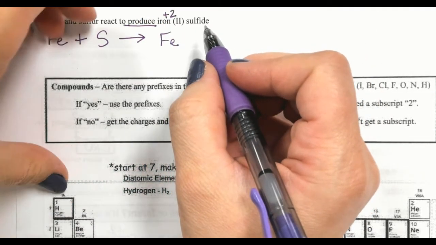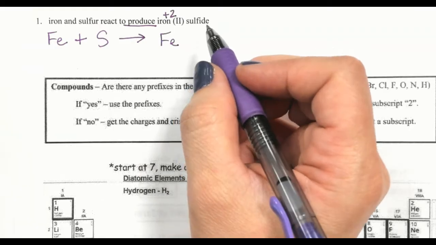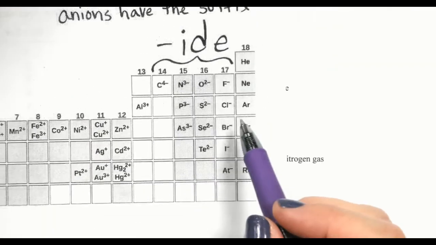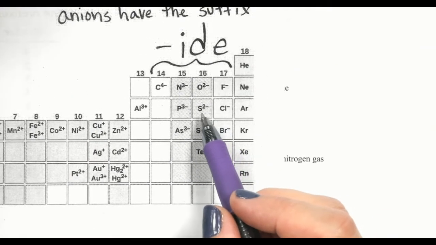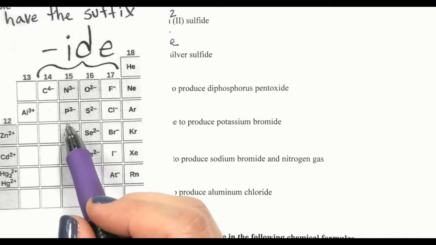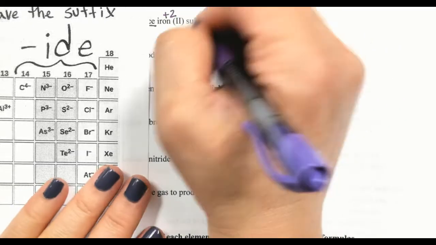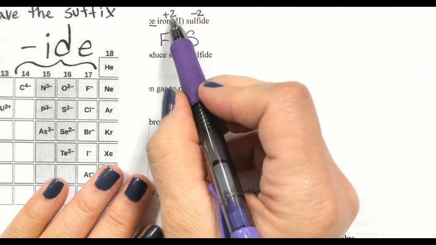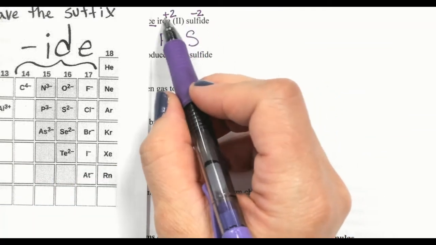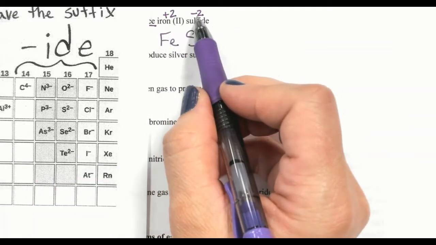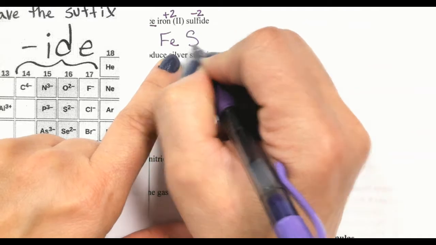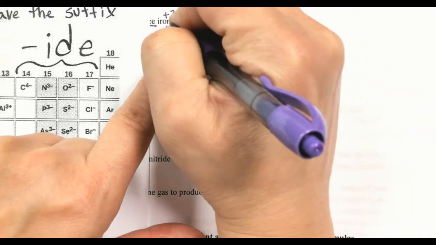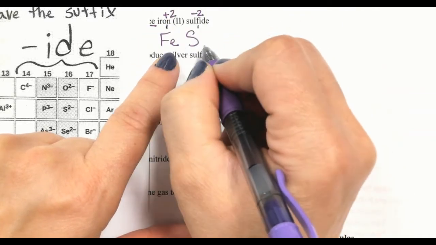Sulfide: I want to go look on the periodic table in the "ide" section to find sulfide, which is here, and so it's going to be S with a -2 charge. So here I'm going to put my S, and up here I'm going to put my -2. +2 and -2 are going to cancel with one another, which means that the subscripts are going to be 1 and 1. But we don't actually write the ones for subscripts, so we're just going to leave it FeS.